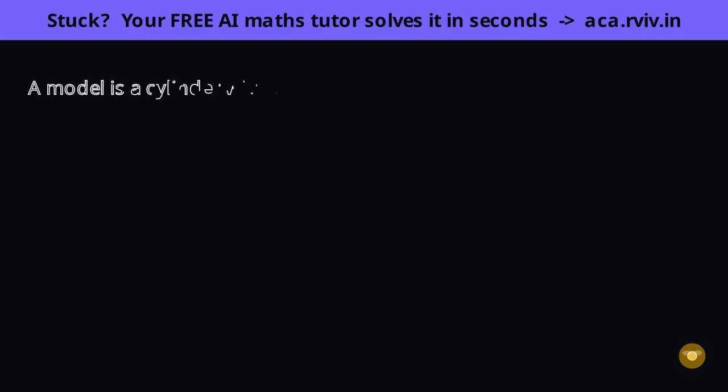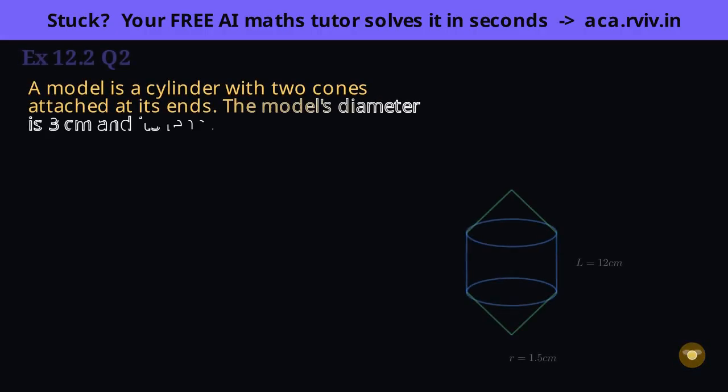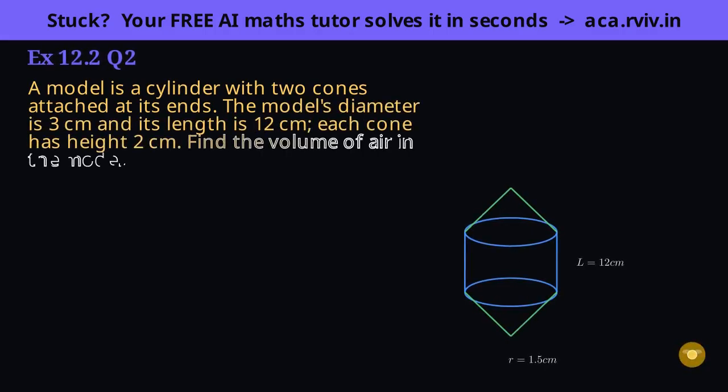Picture a sharpened pencil, pointed at both ends, one tube with a cone tip on each end. The air inside is the tube plus the two cones. The air in the model is just the sum of its parts, the central cylinder plus the two identical cones on its ends. All three share the same radius, since the cones cap the tube perfectly.